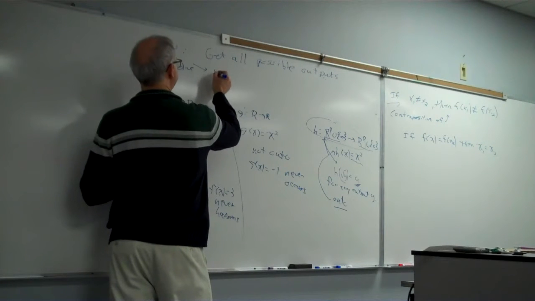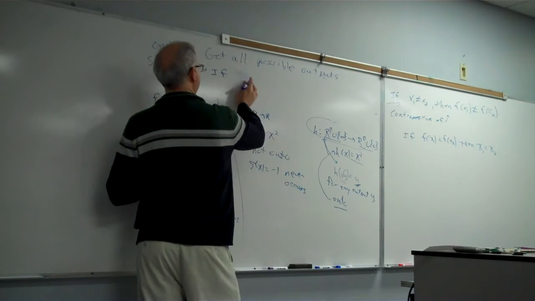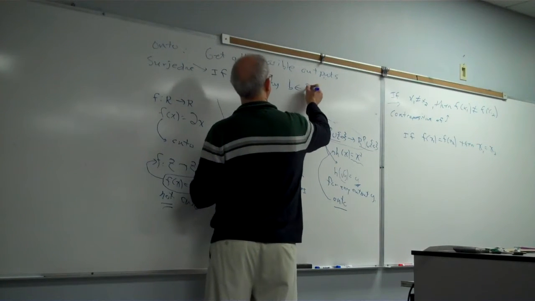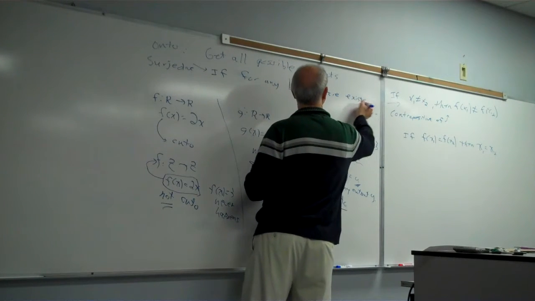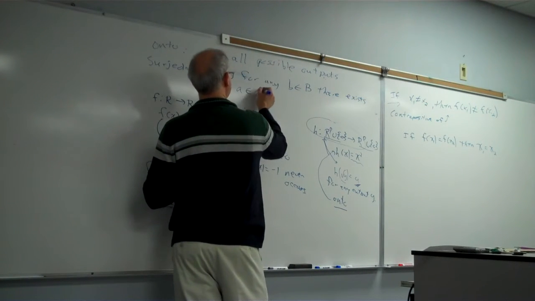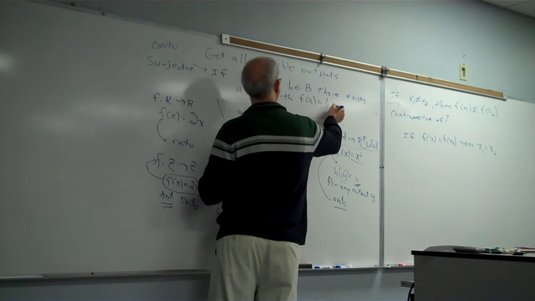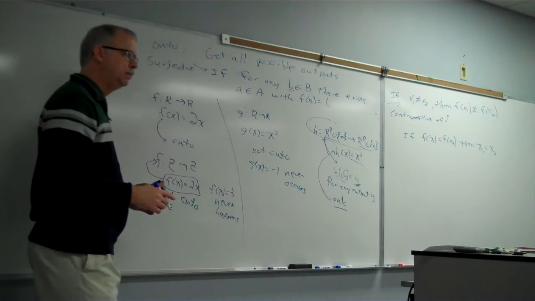The function is onto if for any b in B there exists an a in A with f of a equal to b. So any potential output actually comes from somewhere. Okay.